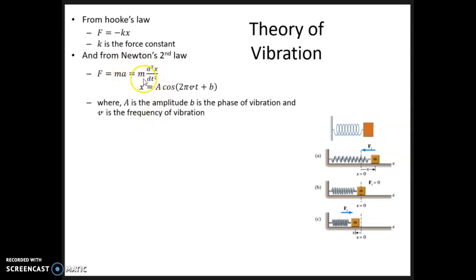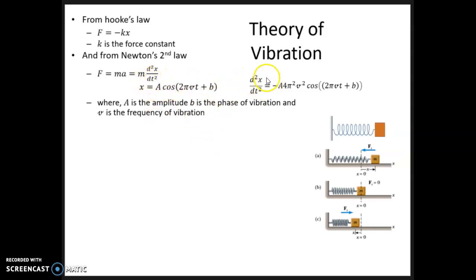Now this equation ma equals kx is a linear homogeneous second order equation where the general form for x is given by A cos 2 pi vt plus B. T is the time, which is the same thing from here, time in seconds, and this symbol here, v, is the frequency, that is the number of cycles completed in a second, and B is just the phase of vibration, which can always be taken off or set to 0. A is the amplitude of vibration, that's the maximum displacement.